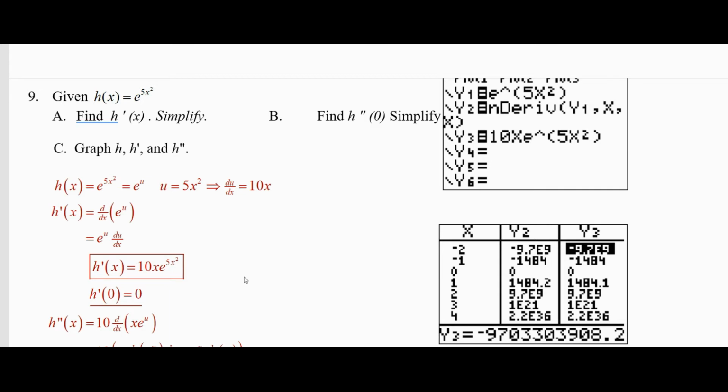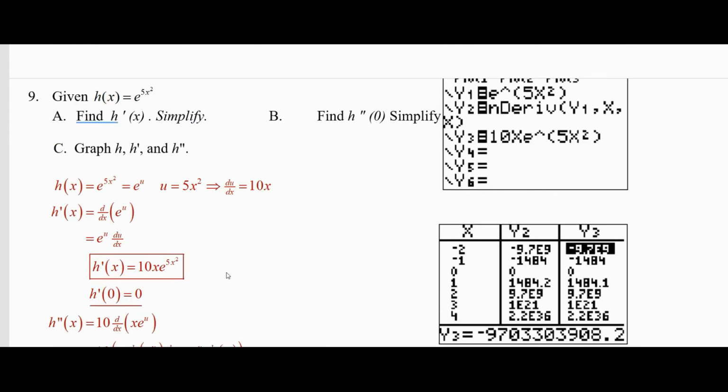Continuing on, h of x equals e to the 5x squared. 5x squared is the power. Find the first derivative and second derivative, and maybe evaluate those both at 0. Okay. So h of x is e to the u basically, where u is 5x squared. That makes du over dx 10x. So the derivative of e to the u is e to the u times the derivative of u. So that's 10x times e to the 5x squared. And if you plug in x is 0, e to the 0 is 1, but then the 0 here makes it 0 overall.